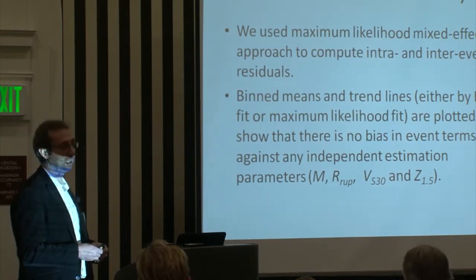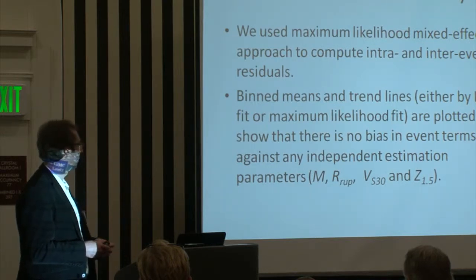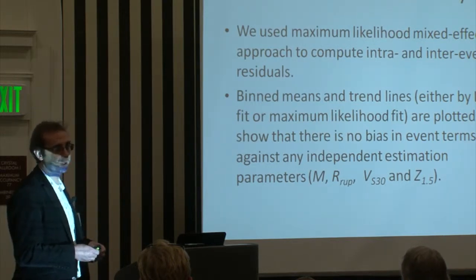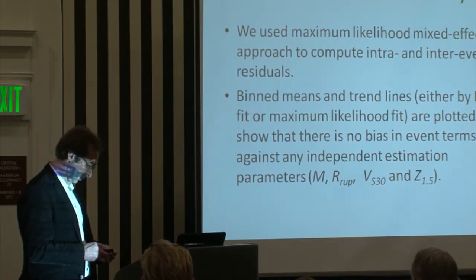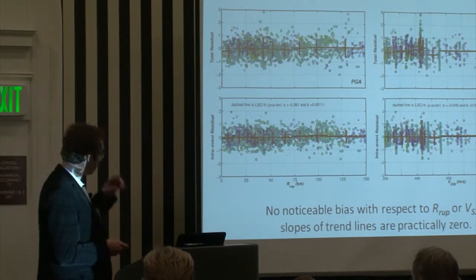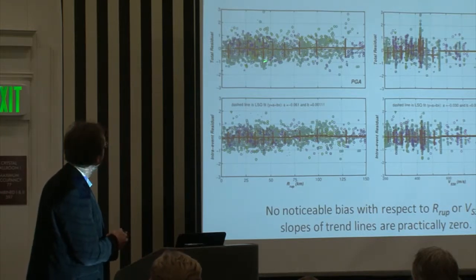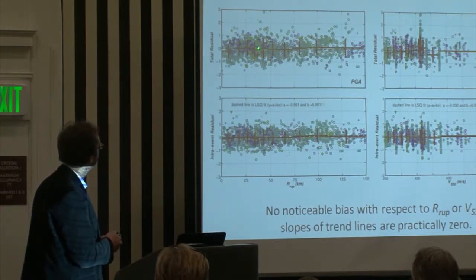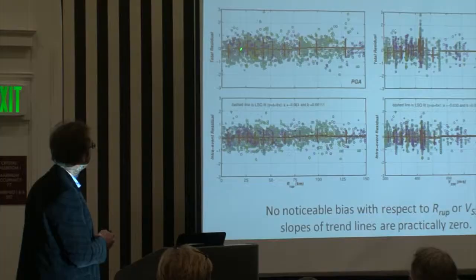Our model basically showed no bias against the event terms, as well as any independent estimation parameters: magnitude, distance, VS30 and Z1.5 that we used. These are the intra-event residual terms. In each plot we are showing the means. The black lines are the mean values, and the standard deviations are shown by the red vertical lines.